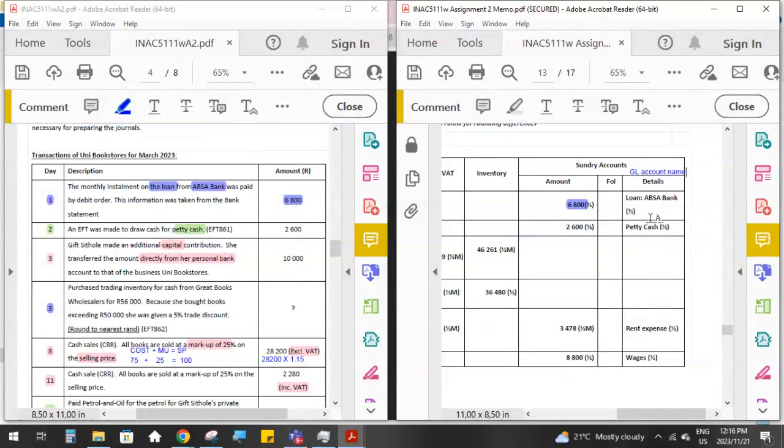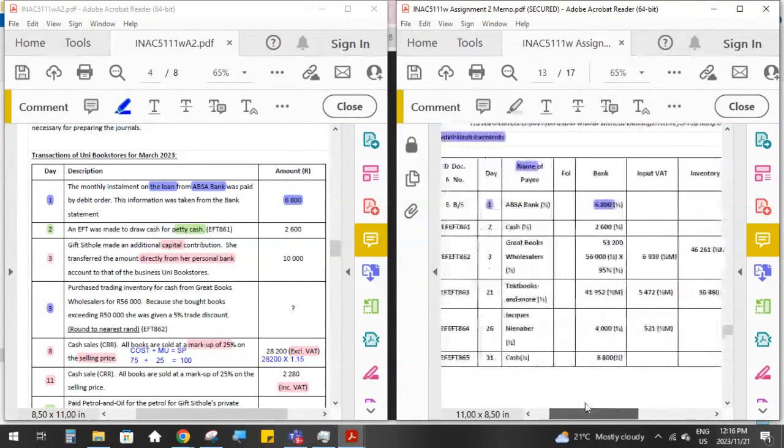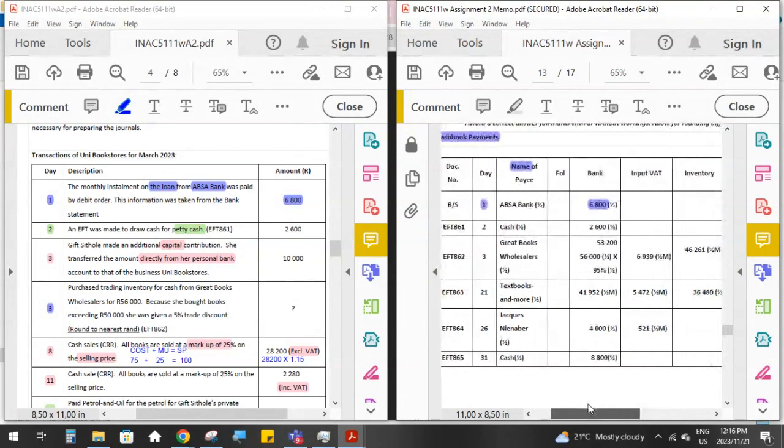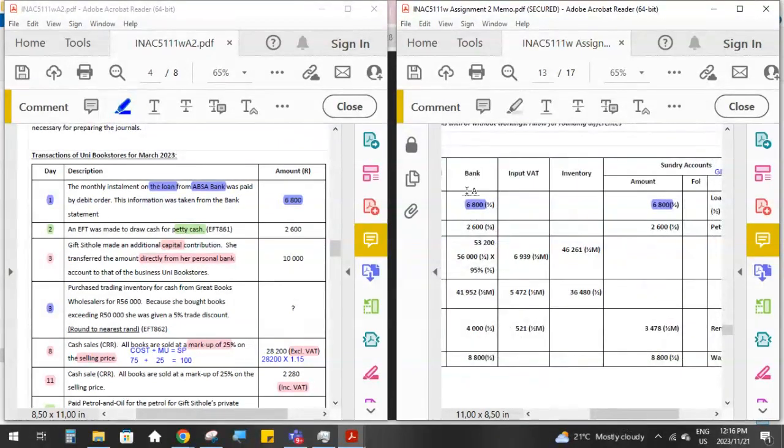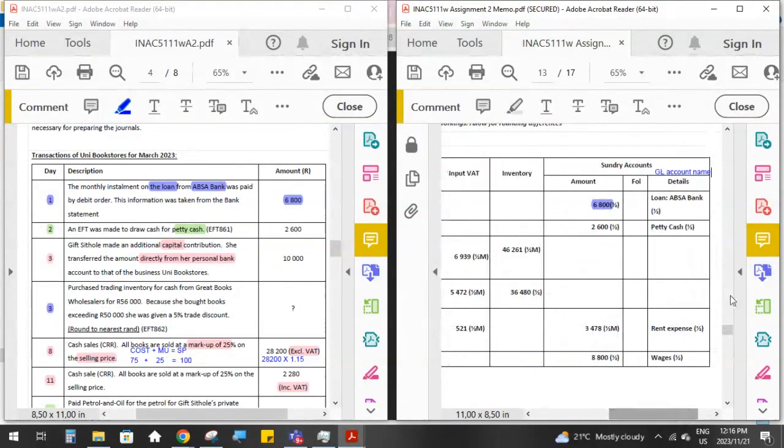Account name, not a description. It must be the general ledger account name. In this case, this is a cash book payment. So we are crediting our bank account and we will be debiting input VAT, inventory and whatever general ledger account we write here under details. So the general ledger name must be, you could have just said loan or you could have said loan Absa Bank.